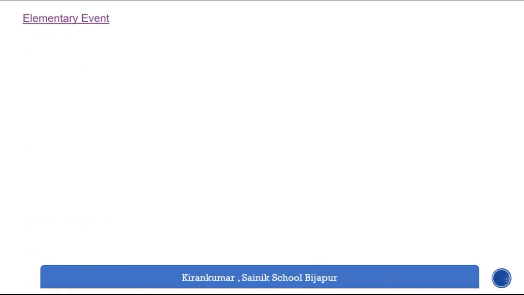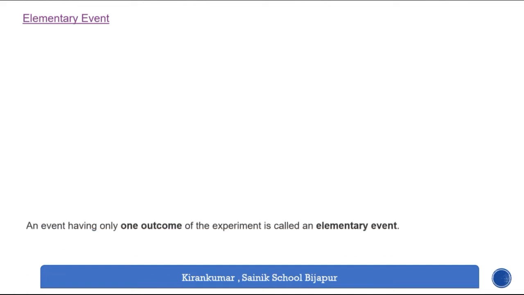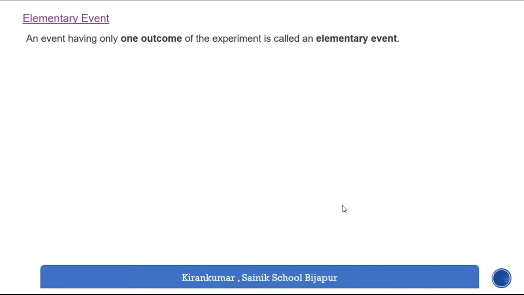There is something called an elementary event. An event having only one outcome of the experiment is called an elementary event. Say for example, take the experiment of tossing a coin n number of times. One trial of this experiment has two possible outcomes, either head or tail. So, for an individual toss, it has only one outcome, that is either head or tail.